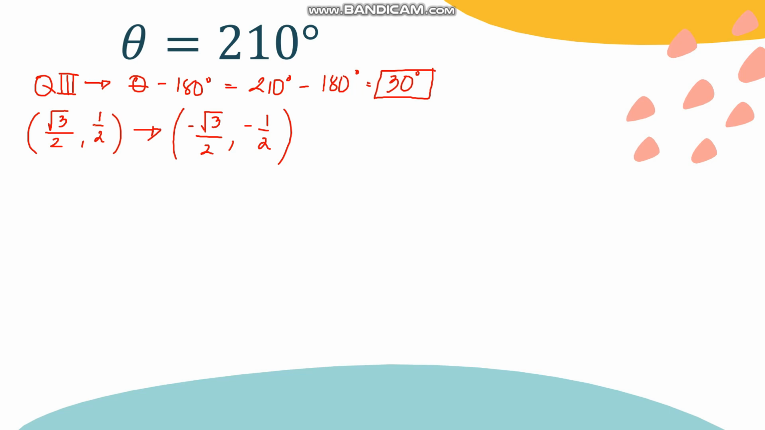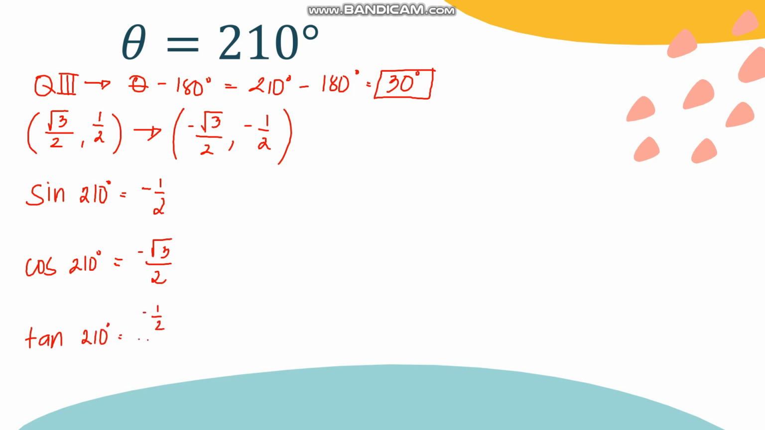Then after that, we can now solve for the 6 trigonometric functions. So for the sine of 210 degrees, we will be using this point right here. We know sine of theta is equal to y, so that is negative 1/2. Cosine of 210 degrees, cosine of theta is x, so that is negative square root of 3 over 2. For the tangent of 210 degrees, tangent is y over x. So negative 1/2 over negative square root of 3 over 2.